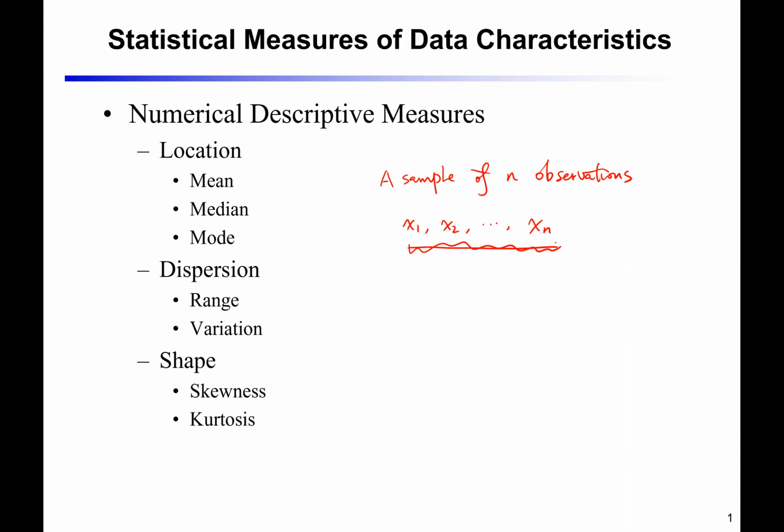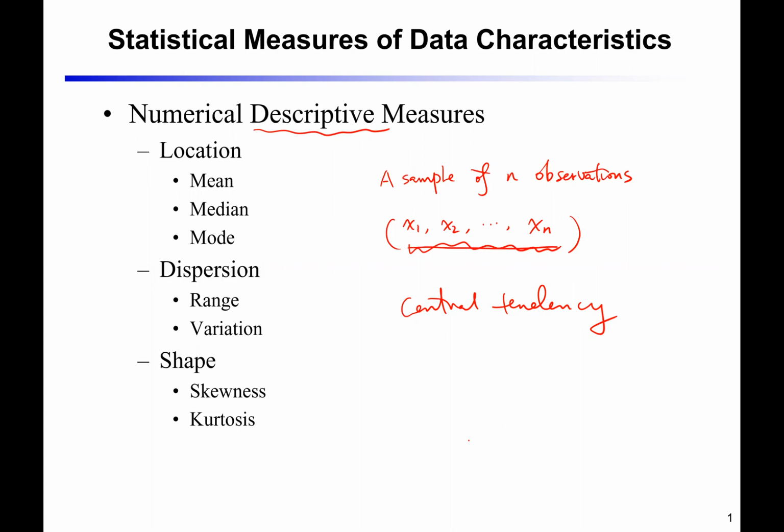Those characteristics include the location, so they are called numerical descriptive measures. You want to describe the characteristics of the data set, the data that you just got. The characteristics include: where is the location? Location means where is the center, or people call it central tendency. And location can be measured with mean, median, or mode.